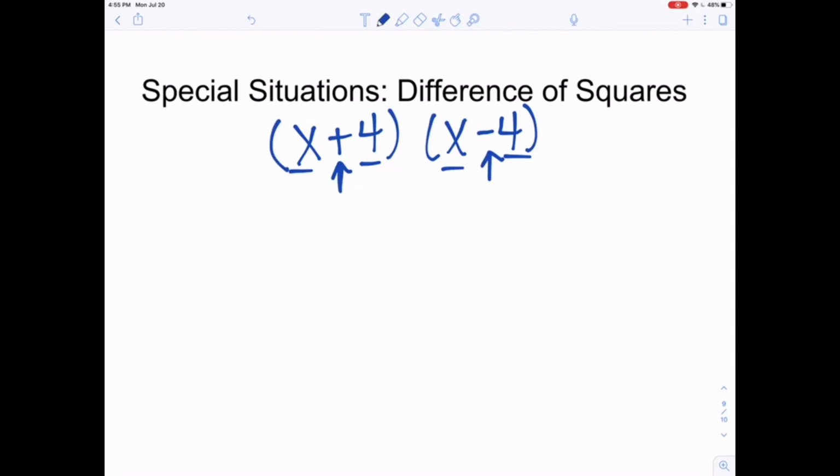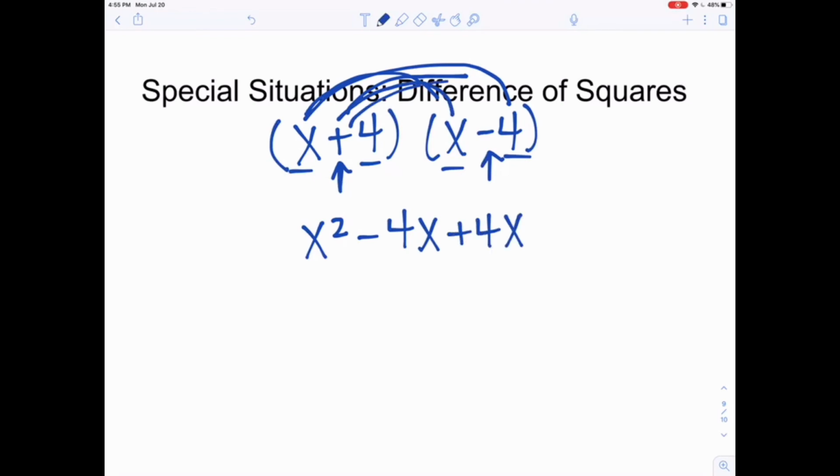When we FOIL this, we can look at how it FOILs. I'm going to FOIL it normal. X times x is x squared. Outer, x times negative 4 is negative 4x. Inner, positive 4 times x is positive 4x. And last, positive 4 times negative 4 is negative 16. What happens here is that negative 4x plus 4x actually cancels out, and the answer becomes x squared minus 16.